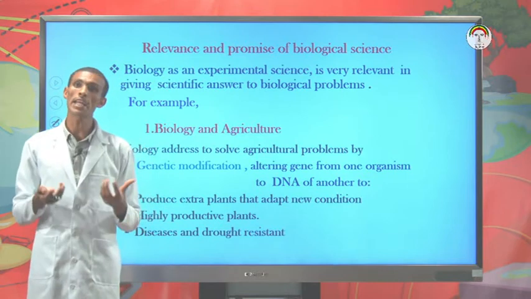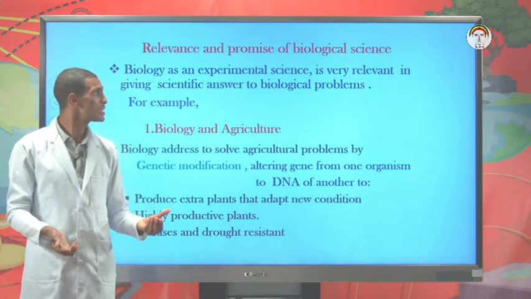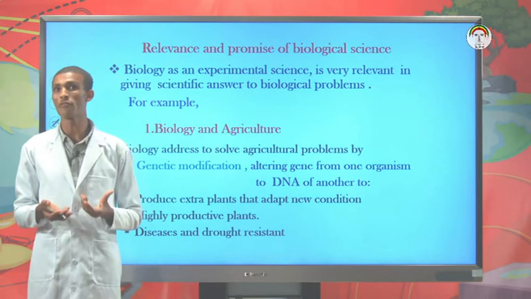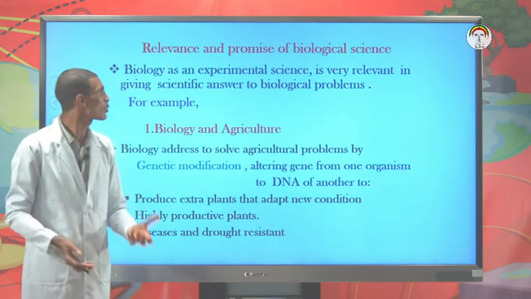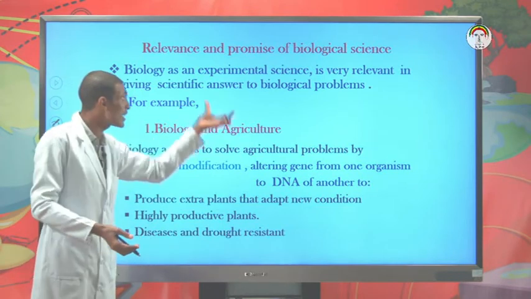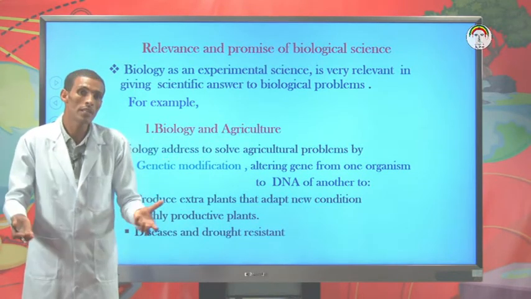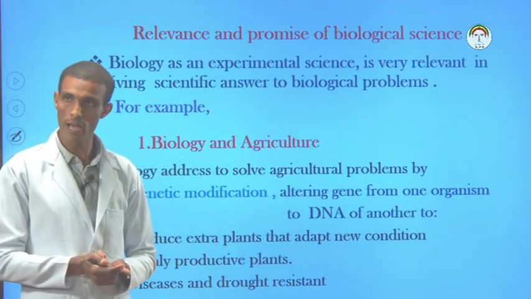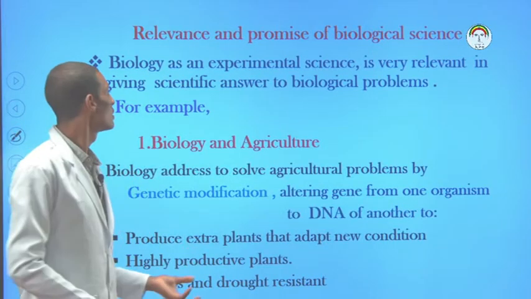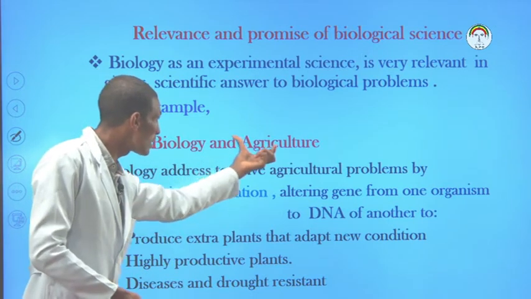So, biology is very important. Since it is an experimental science, based on experimentation to give real evidence for a problem that you encounter, it is very important in giving scientific answers to biological questions that our society encounters. For example, to see one by one, biology is very important in agriculture.